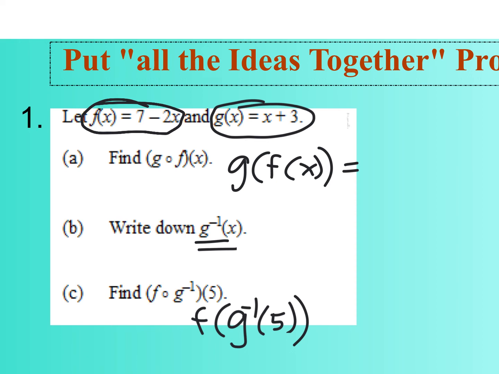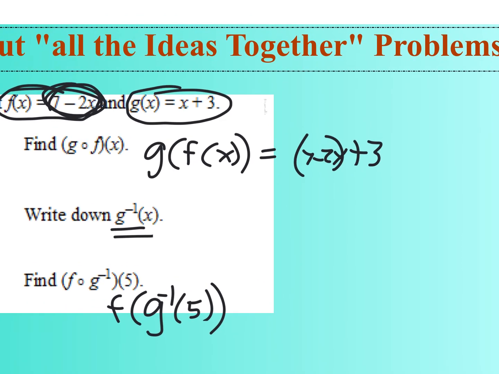Okay. The g function, which was x plus 3, eats the f function. There's the f function. It eats that. So 7 minus 2x. And if you simplify that down, you get negative 2x plus 10. Did I have that right? Negative 2x plus 10? Is that what you guys had?